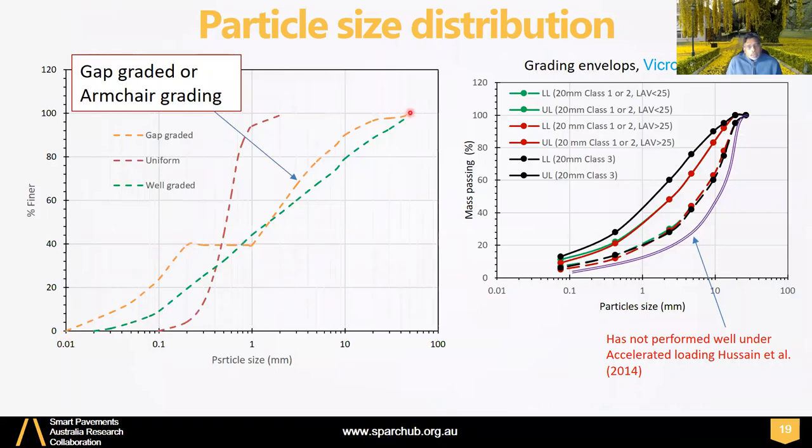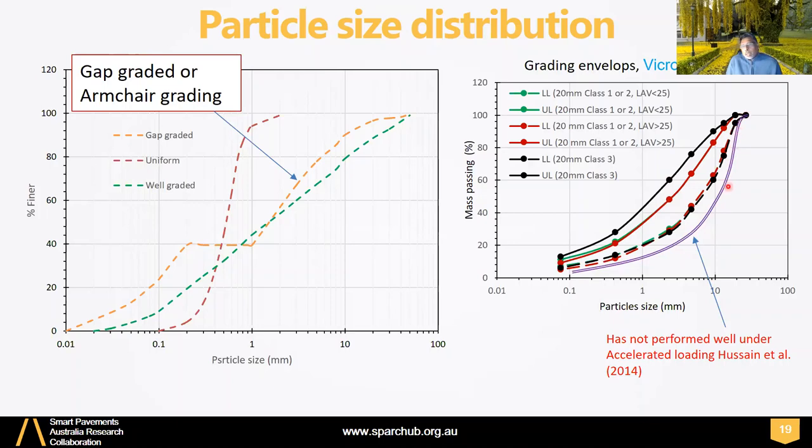especially marginal materials. And you can see here, apart from the uniform and well-graded, you also have what is known as gap-graded. So there is more or less a gap in the particles in the middle region. So there are no particles in this region. That can be a problem in some cases, so it needs to be specially treated. And sometimes this is known as armchair grading because it looks like an armchair.